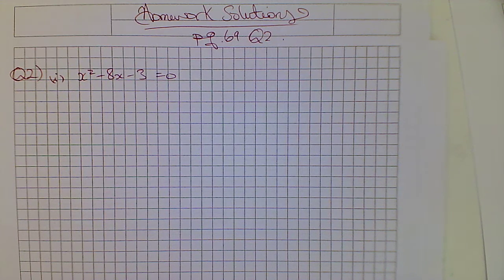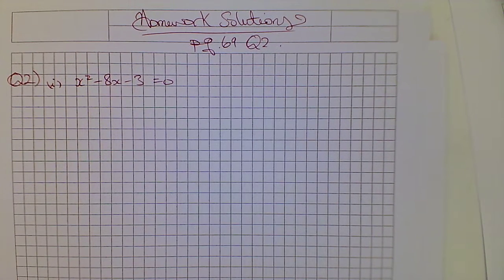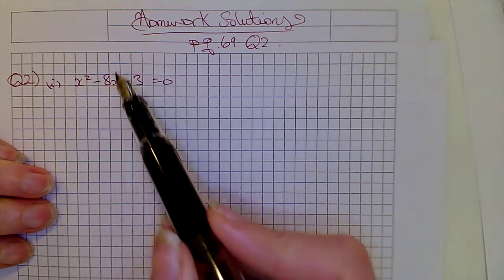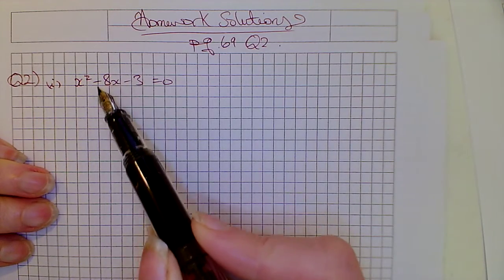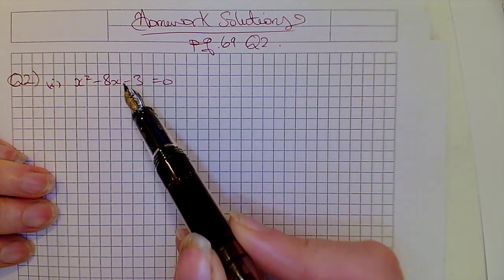Now let's go through the homework questions that you had on Wednesday. So you were asked to do question 2 on page 69. There were 3 quadratic equations and you needed to write them in completed square format. So you could do it by shortcut if you wanted: divide this by 2, square that, take it from this.